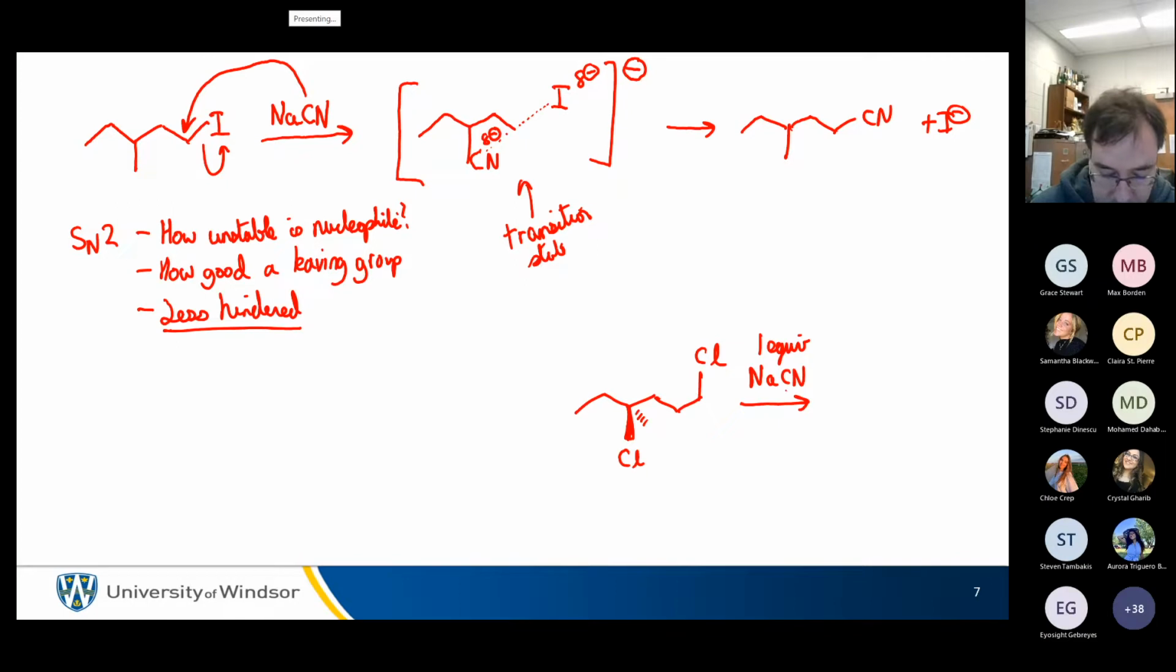And so in this case, we would draw the arrow cyanide attacking, chlorine leaving. The arrows happen simultaneously. As the cyanide bond is forming, the chlorine bond is breaking. The chlorine does not leave first. The cyanide does not add first. As the cyanide is joining, the chlorine leaves.